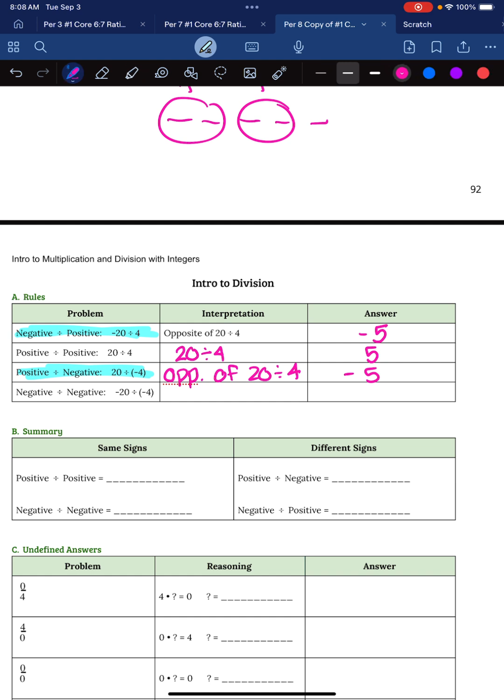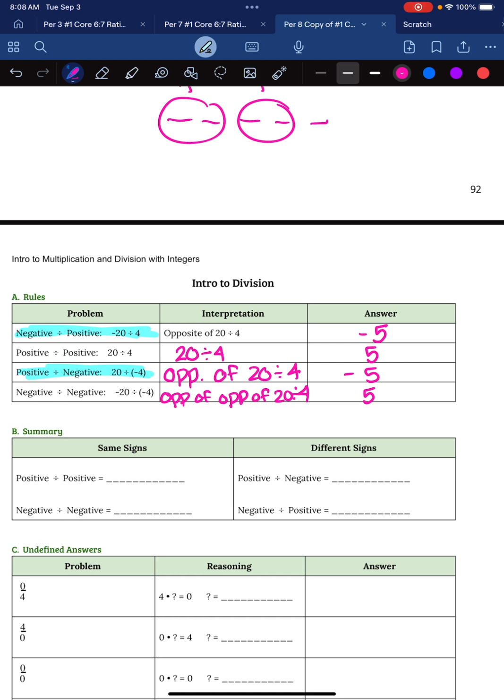Now let's do the last one. This is going to be the opposite of 20 divided by 4. The last time you're going to have to write opposite. You're done writing that now. 20 divided by 4 is 5. Opposite gets me to negative 5. Opposite again, back to positive 5.